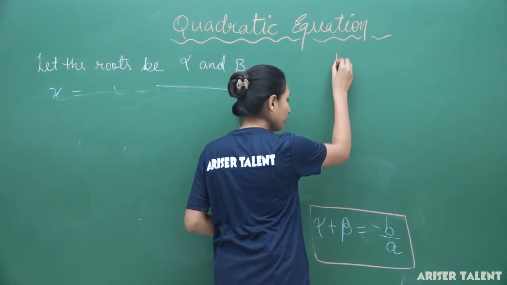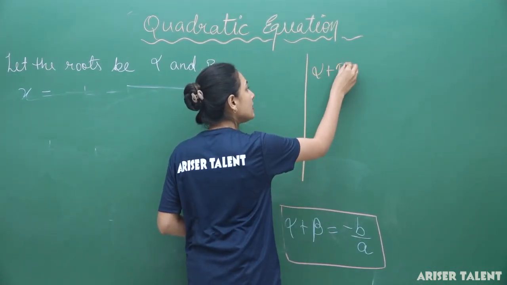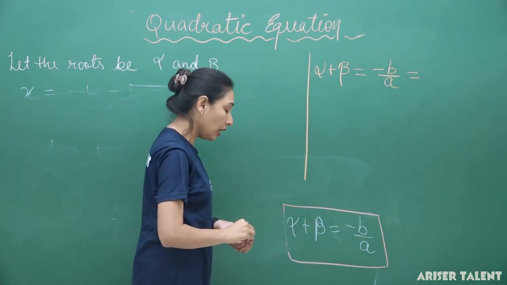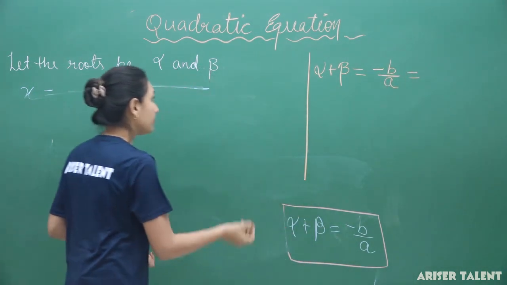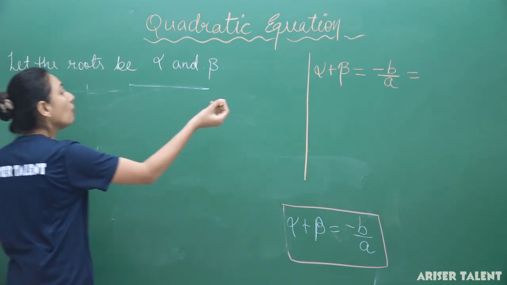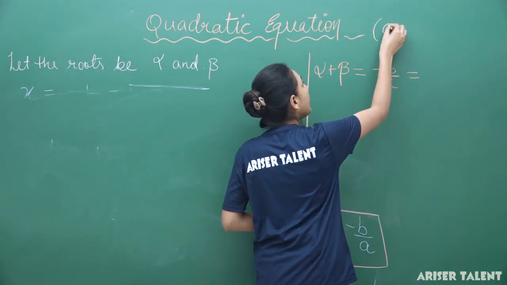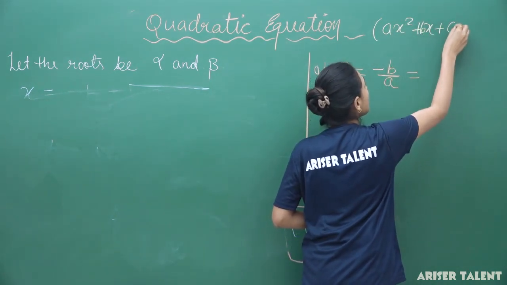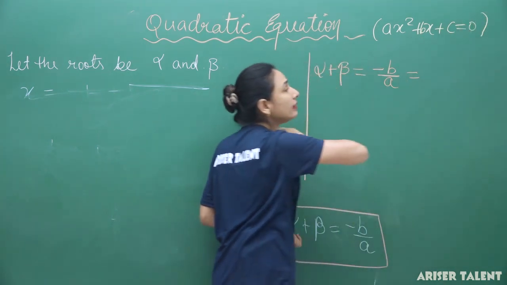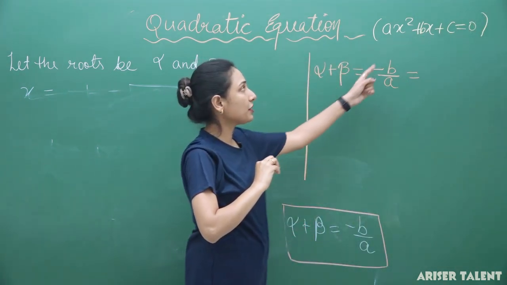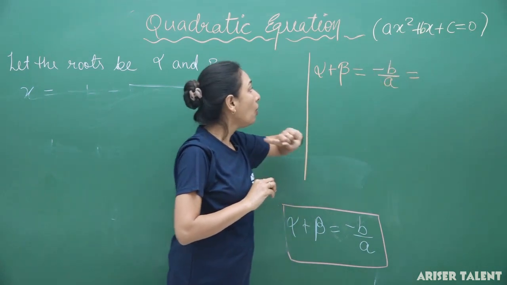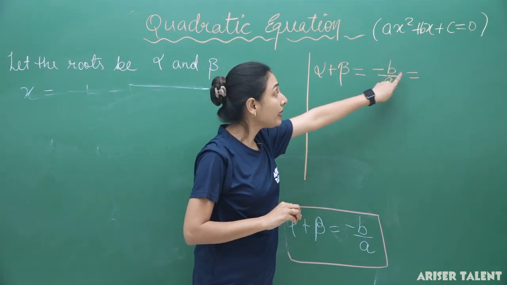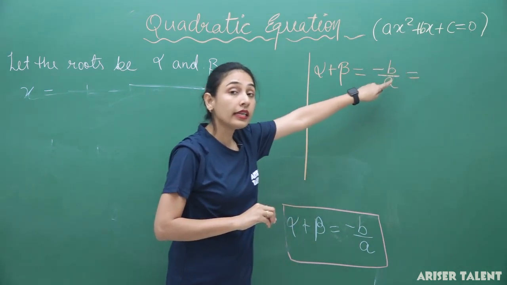Alpha plus beta, can I write this way? Minus b by a. Now, recall the standard quadratic equation that I taught you: ax square plus bx plus c equals 0. This is the standard quadratic equation. So, minus b. Now, b is what? Coefficient of x, right? And a is what? Coefficient of x square.